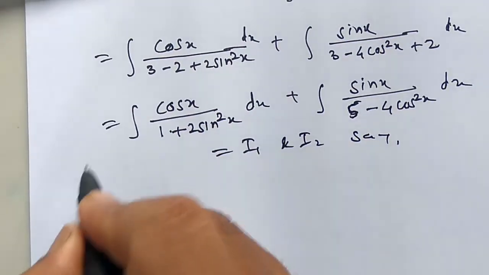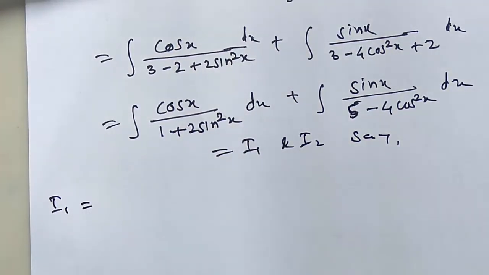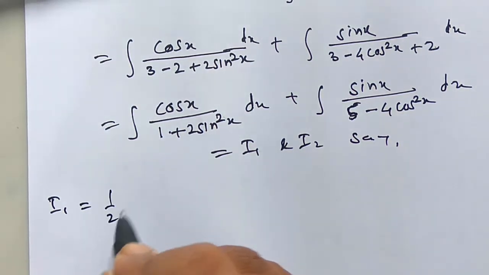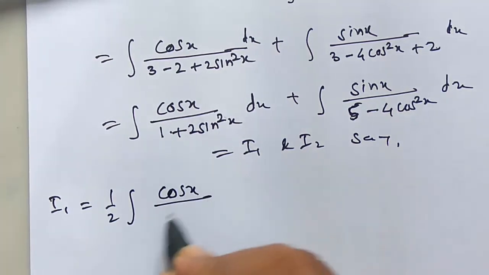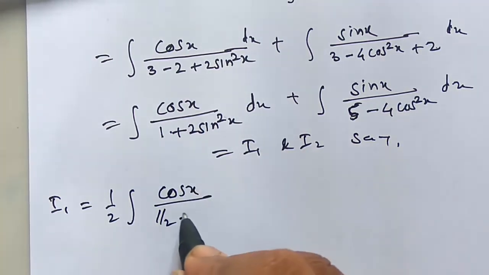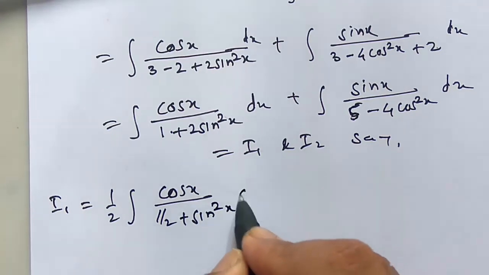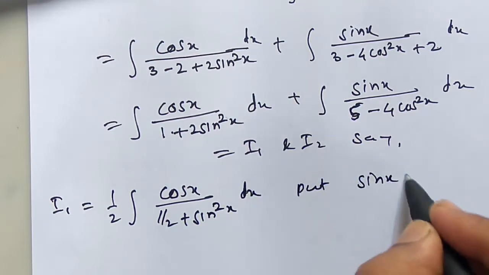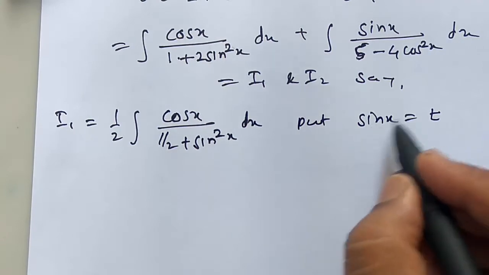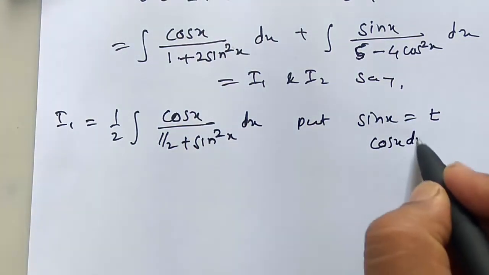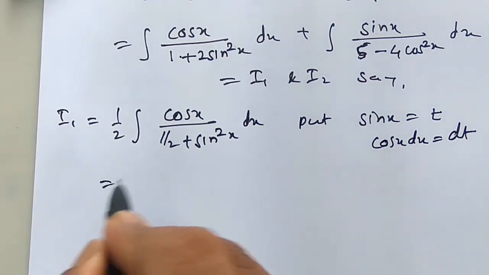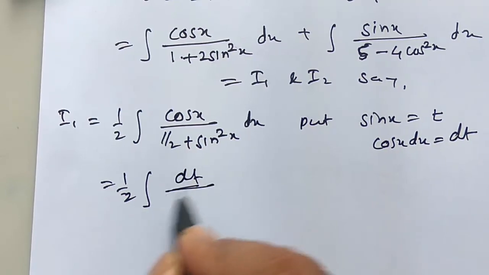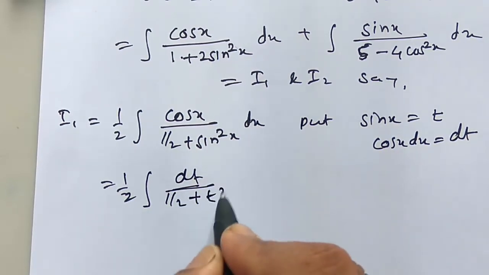So I1 is equal to, now we can take 2 common. So it is 1 upon 2 cos x upon 1 half plus sin square x dx. Put sin x equal to t. Differentiating, cos x dx is equal to dt, and therefore 1 upon 2 cos x dx is equal to dt upon 1 half plus t square.